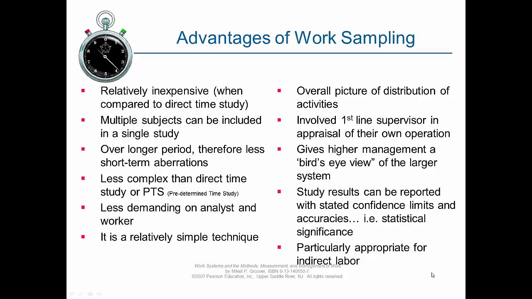It's particularly appropriate for indirect labor because they have longer types of jobs, different types of jobs where it's not really short repetitive cycles. The nurses would be an example of indirect labor. So how much of their time is spent communicating, how much of their time is spent cleaning, how much of their time is spent answering the phone, and then look at that: is that really appropriate for what that type of worker should be doing, or should that type of work be moved off to a different skill set, for example? Okay, so those are some of the advantages of work sampling.